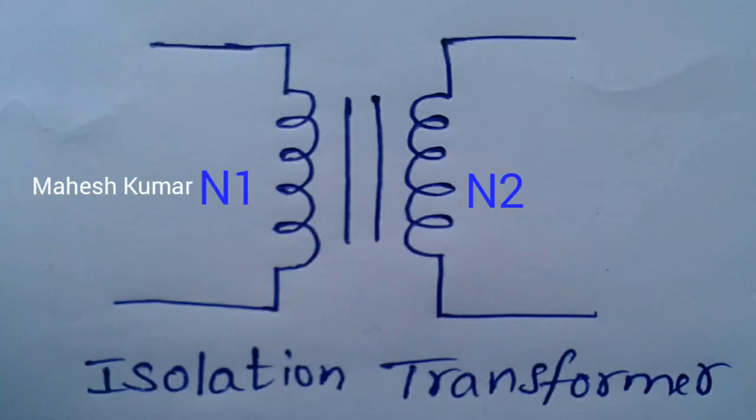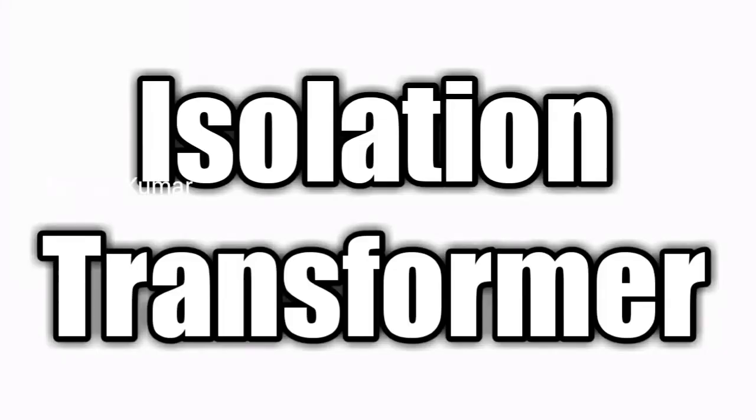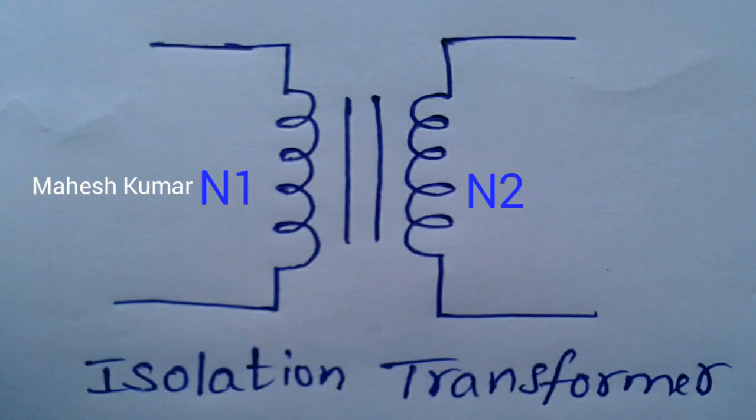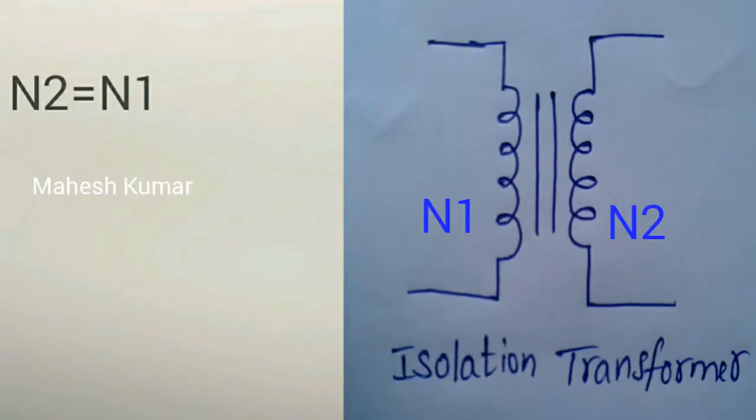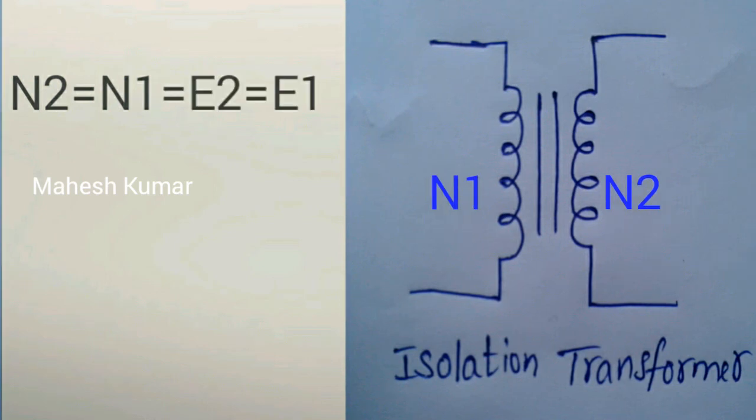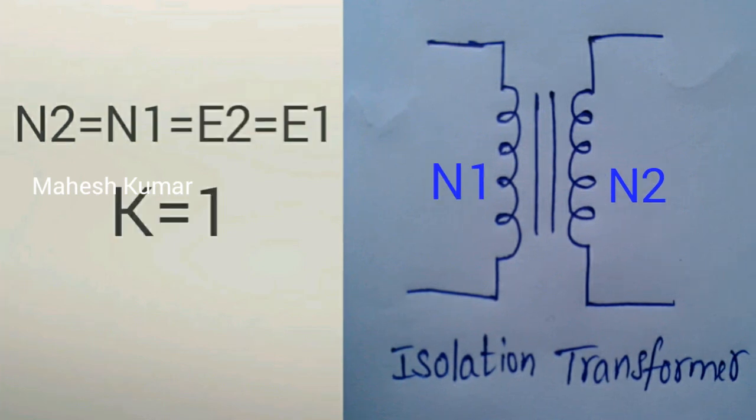A transformer whose secondary number of turns is equal to the primary number of turns is called an isolation transformer. If any changes occur in the windings of the primary and secondary number of turns, then only the induced EMF varies. Without any change in the number of turns, the induced EMF will not change. So here N2 is equal to N1, which means E2 is equal to E1. Therefore, the transformation ratio K is equal to 1.